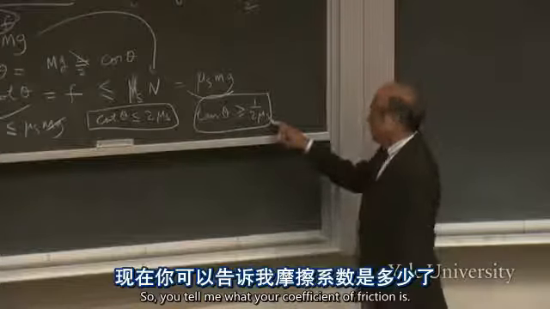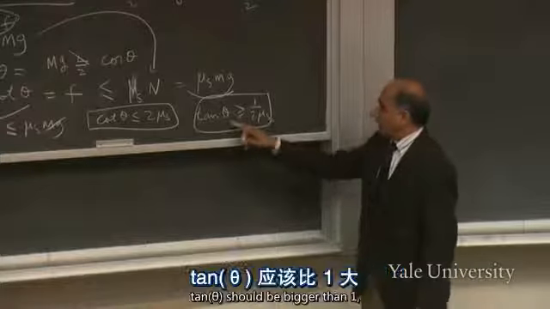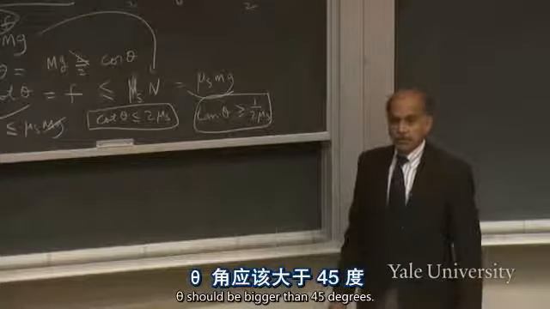So you tell me what your coefficient of friction is. Maybe it's 0.5. Then this is 1. Tan theta should be bigger than 1. Theta should be bigger than 45 degrees.